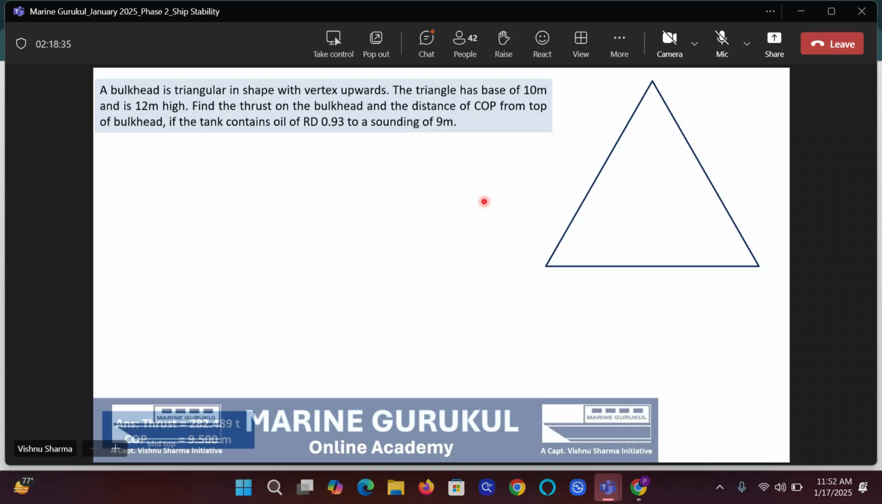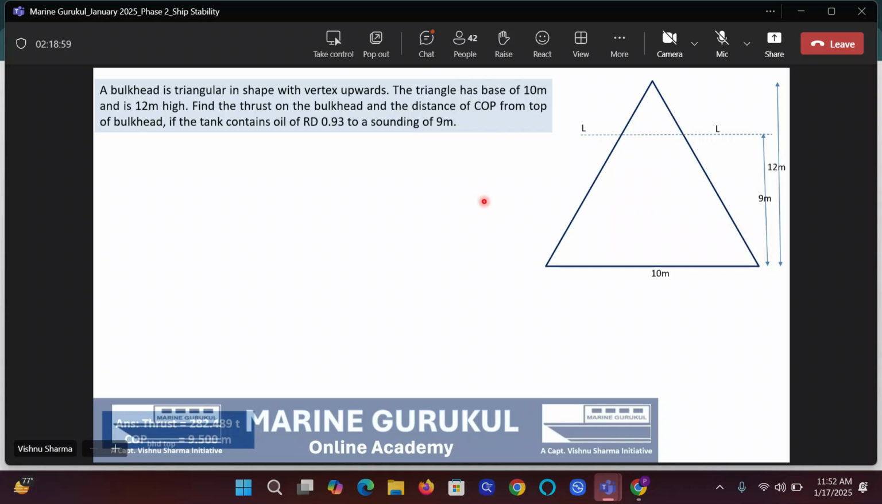The triangle has a base of 10 meters and a height of 12 meters. Find the thrust on the bulkhead and the distance of the COP from top of the bulkhead. The tank contains oil of RD 0.93 to a sounding of 9 meters. That means the liquid level is somewhere here. Am I right, guys? Yes or no?